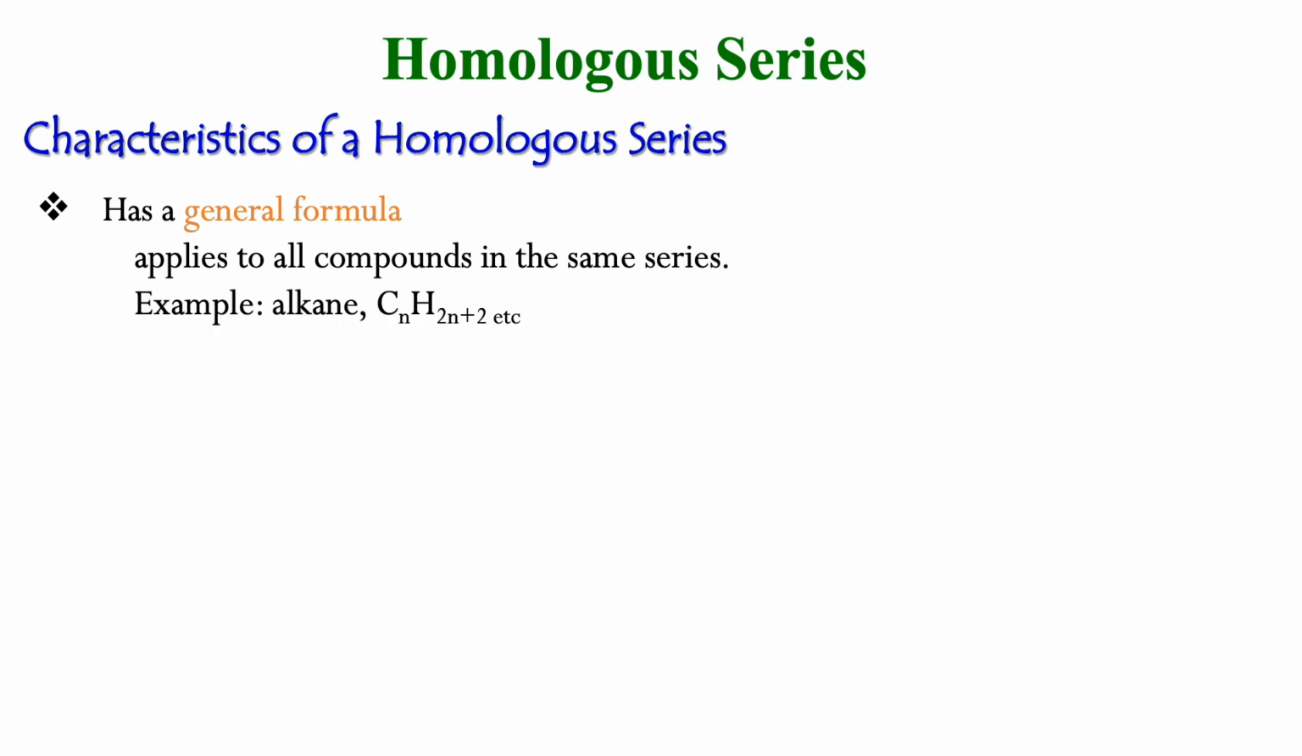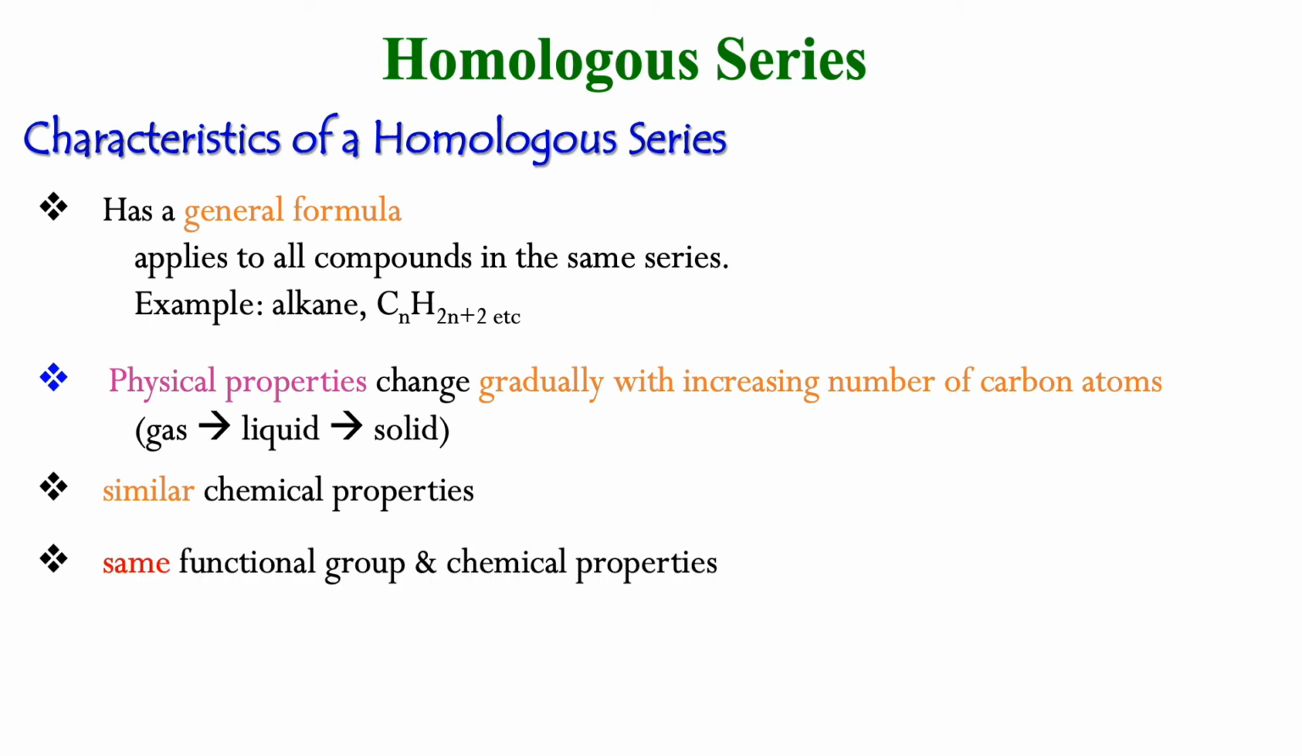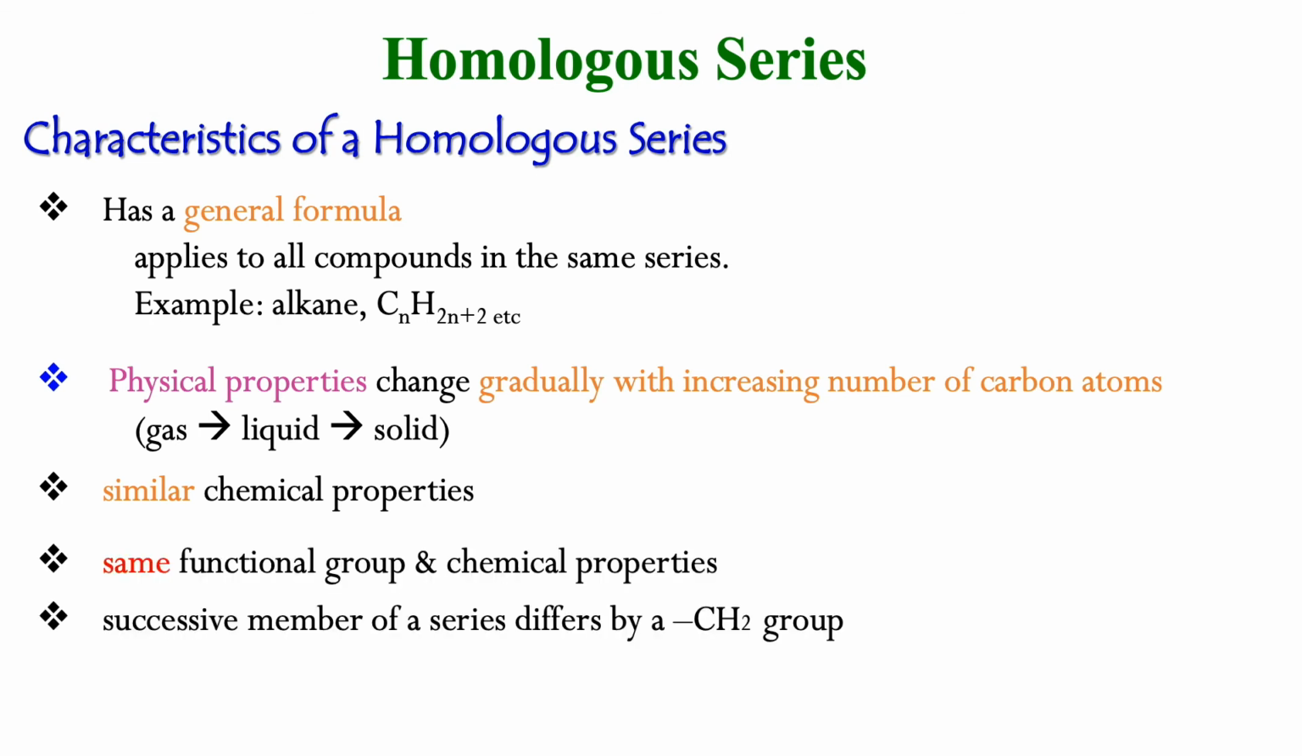For example, if we have an alkane compound, the general formula would be CnH2n+2. Second, the physical properties change gradually with increasing number of carbon atoms, such as changing from gas into liquid and finally to solid. It also has similar chemical properties, same functional group and chemical properties, and the successive members of a series differ by a CH2 group.